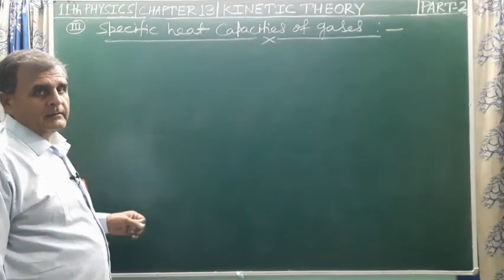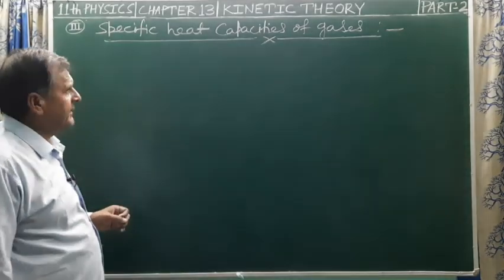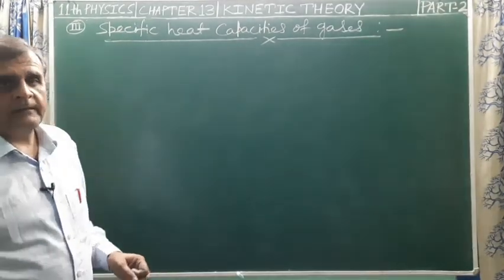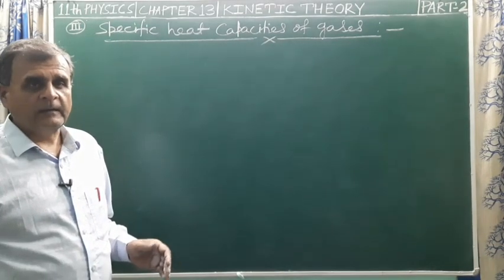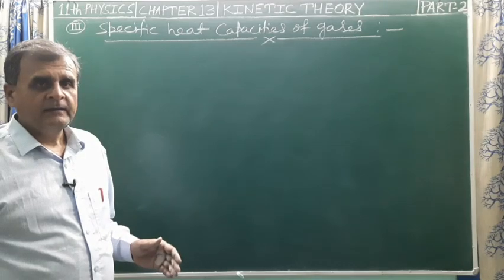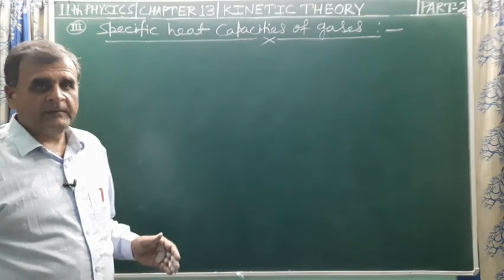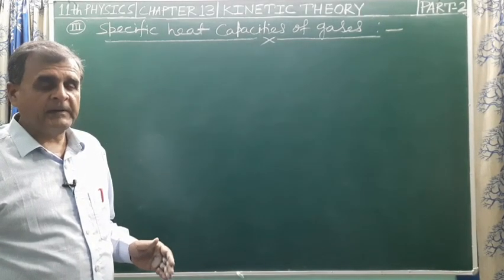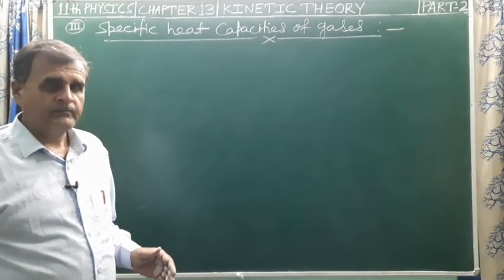Now the last topic of this video we have to discuss is the specific heat capacities of gases. We know that gases have two specific heat capacities. Number one, Cp, that is the specific heat capacity at constant pressure, and number two, Cv, that is the specific heat capacity of a gas at constant volume.